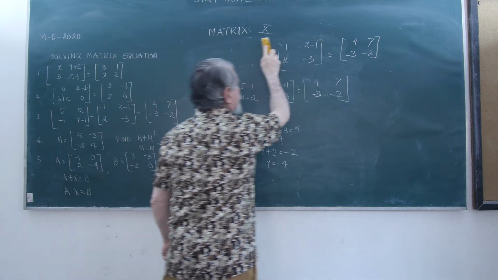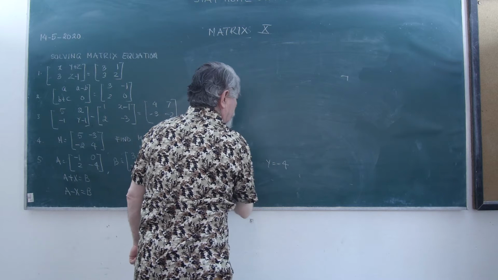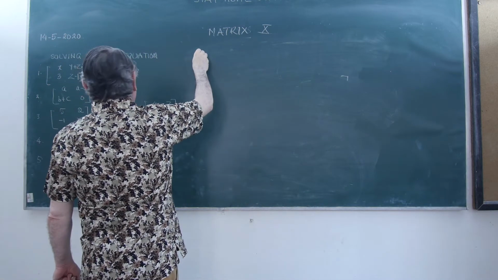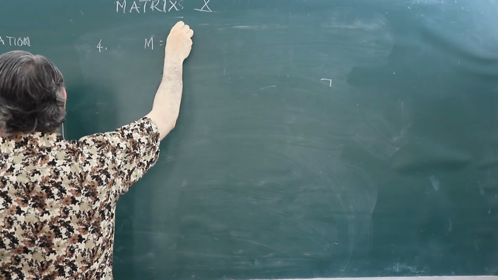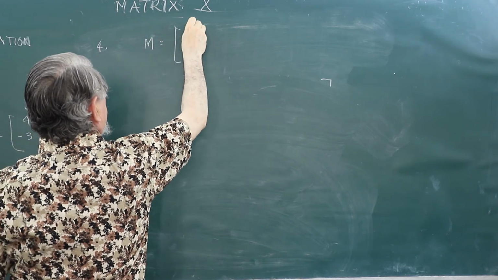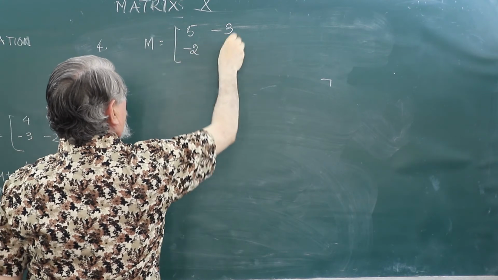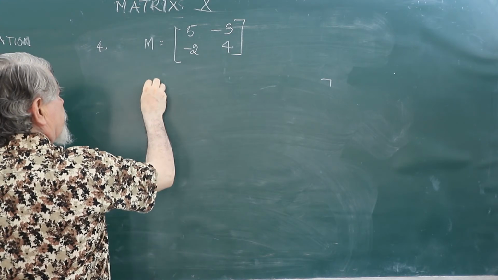Now let us see the fourth question after this. He has given you a matrix M as 5, minus 3, minus 2, and 4. We have to find out the M plus M dash. M dash is the transpose of the matrix M.